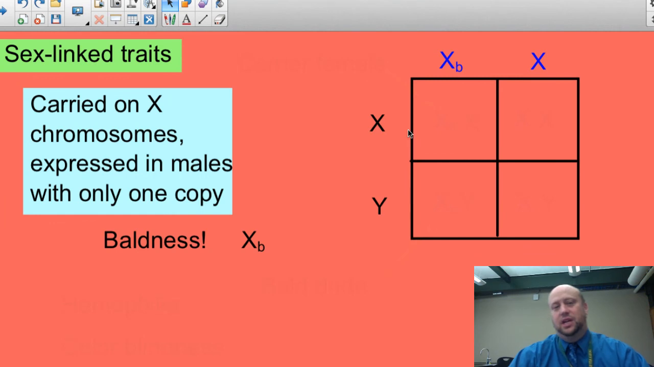So sex-linked traits are basically traits that exist on the X chromosome. And so what that means is that your gender is actually going to determine a lot about how these traits actually get expressed.